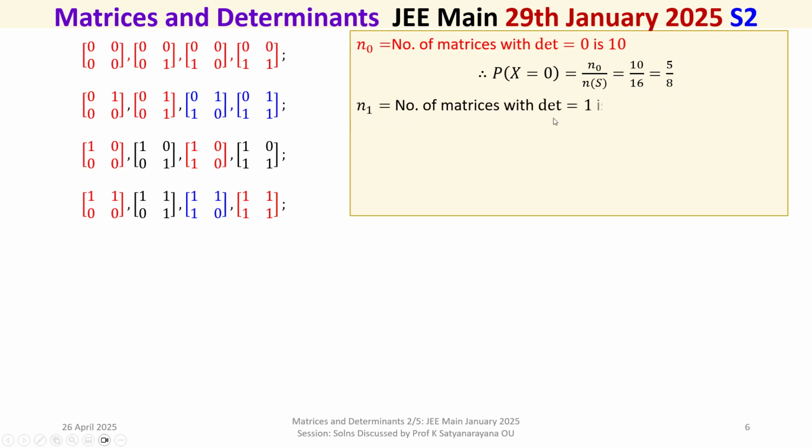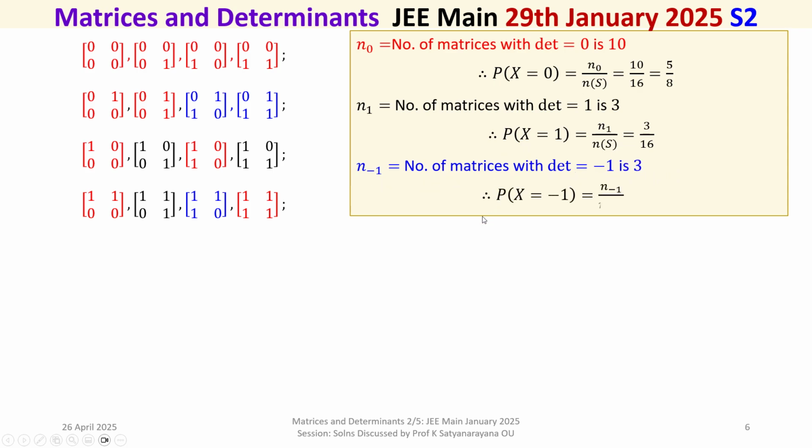N1, the number of matrices with determinant 1. How many are there with determinant 1? 3 are there. So the probability of X equal to 1, the random variable capital X takes the value 1, is equal to N1 by n of S, that is 3 by 16. So also N suffix minus 1, number of matrices with determinant minus 1 is 3. Now the probability of X equal to minus 1 is N minus 1 by n of S, that is 3 by 16. Right.